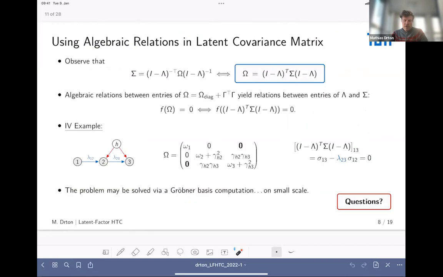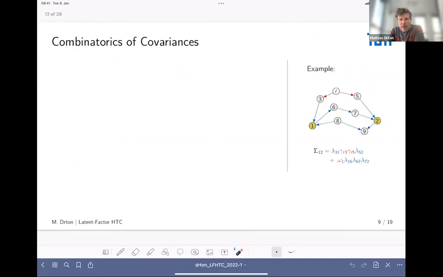Okay, so this is fine. So we can do this in an algebraic way. But to get more scalable methods, the hope is to do something combinatorial. To answer the question whether something can be rationally identified, we just want to look at the graph and not do any computations with polynomials. And indeed, there's hope, right?